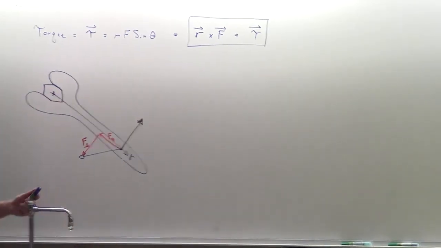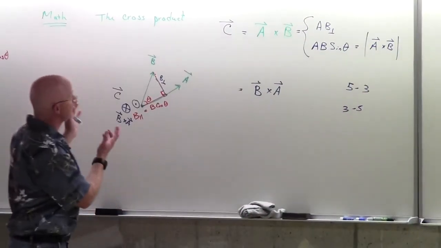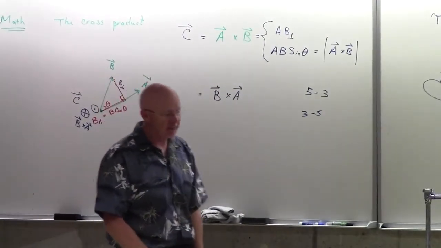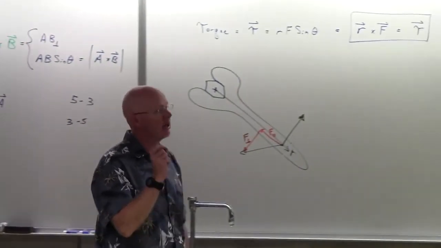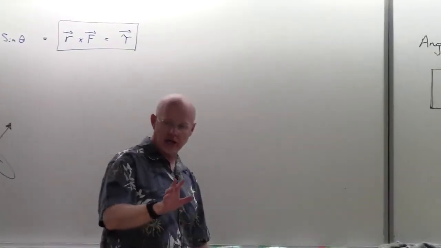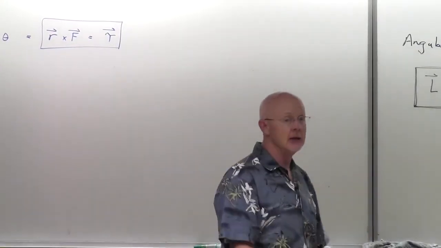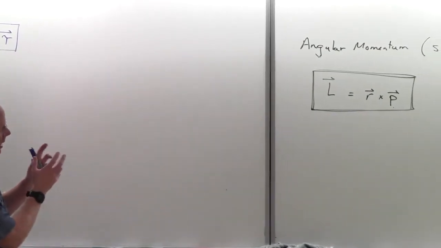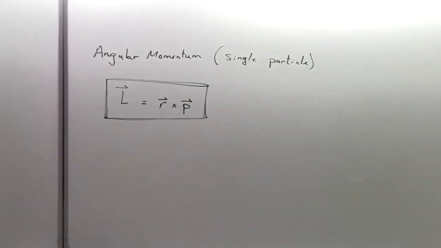So you can see why we took the last 20 minutes or so, and your author takes the first section of this chapter and says, hey, what is a cross product? Notice that a cross product gives you both a magnitude and a direction. So again, this is going to be our definition of angular momentum.